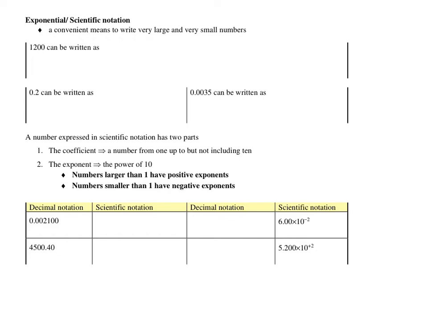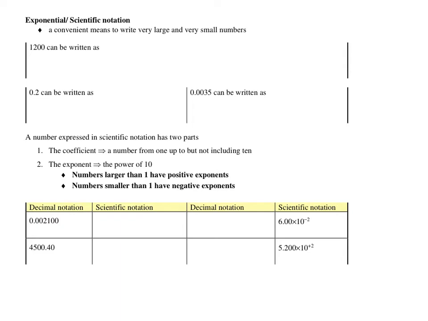Very often in science we deal with either very large or very small numbers, and it's helpful to have a convenient means to express them. In these situations we turn to exponential, also known as scientific notation.